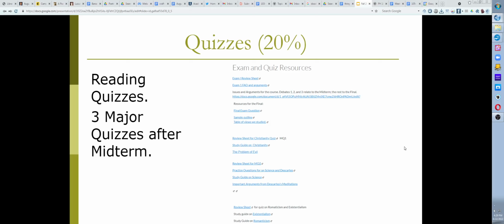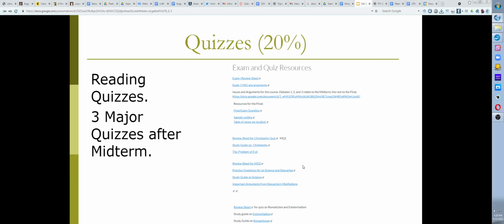The midterm exam will be taken online as well. So obviously those are open book exams and open book quizzes. The final exam, however, is in person during our normally scheduled final exam period. This is the exam resource page from Canvas. It has resources for the midterm, for the final, and study guides and resources for each of the major quizzes.